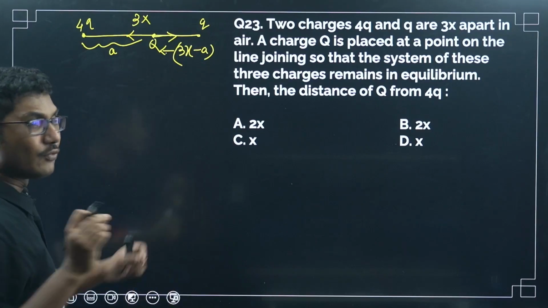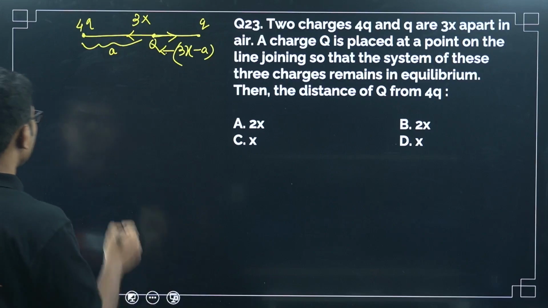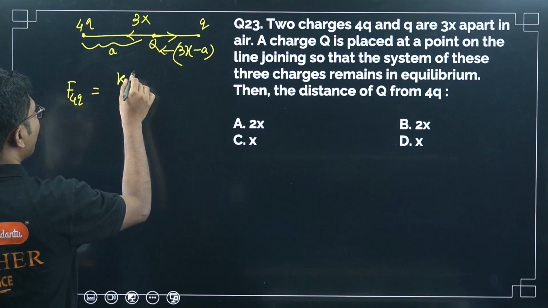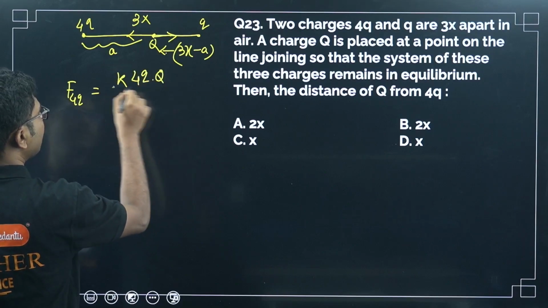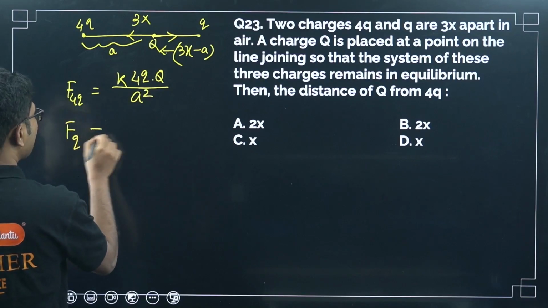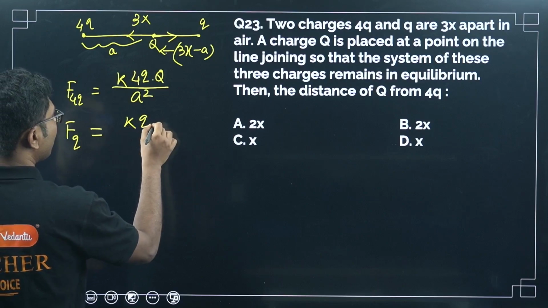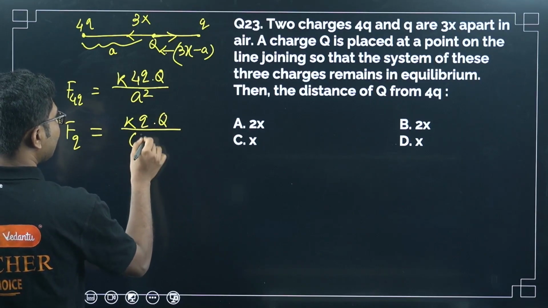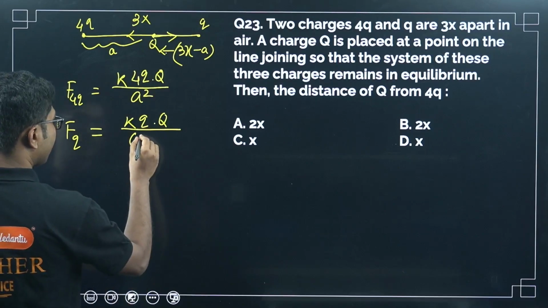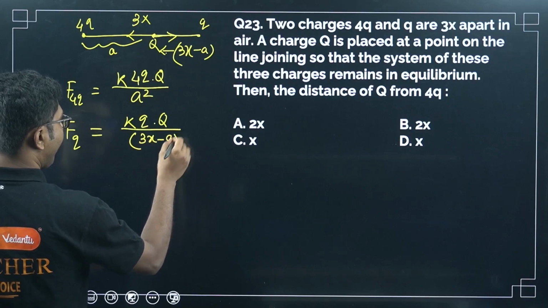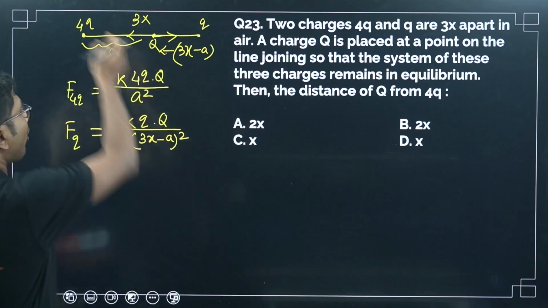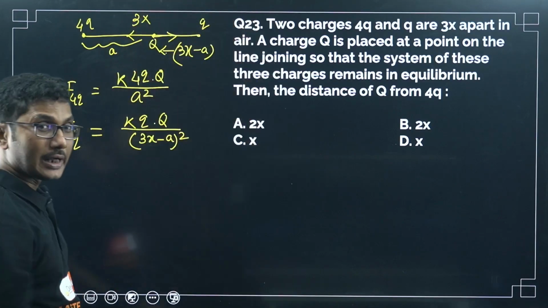Now what is the force on Q due to this charge? Force on Q due to the 4q charge is K 4q capital Q divided by A square. What is the force on capital Q due to small q charge? K small q capital Q divided by 3x minus A whole square. Now, if the system is in equilibrium, the net force should be 0 on all the charges. So the net force on capital Q will also be 0.